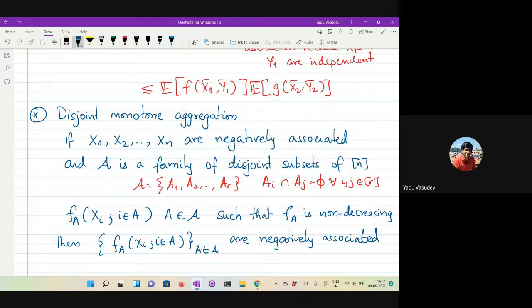Are these two properties clear? The reason we need these two nice properties is that we're going to use them to show negative association for the zi's that we are working with, by looking at smaller, simpler random variables. Any questions so far on this? Is this clear?